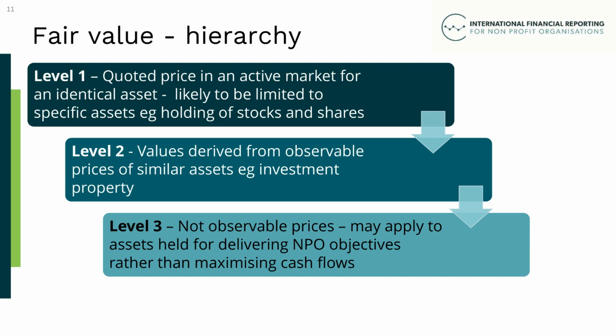Many assets held by NPOs are expected to be measured using level 3 category of information because they have been donated or are held for delivering the NPO's objectives rather than for commercial purposes. The information used for measuring these assets will require elements of estimation and judgments. This hierarchy of inputs also applies to liabilities.